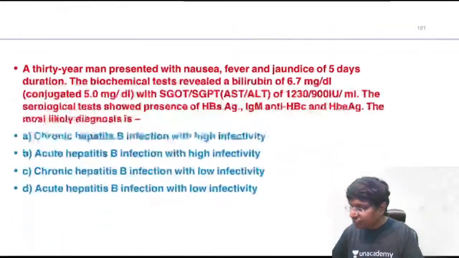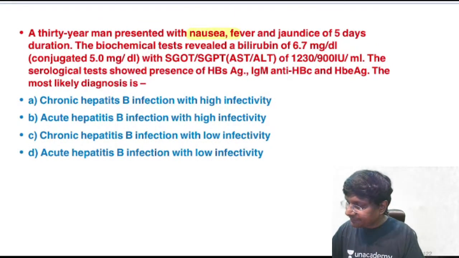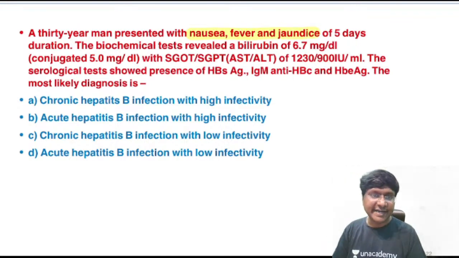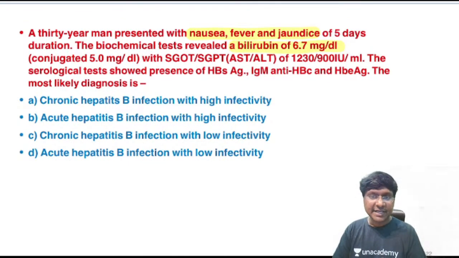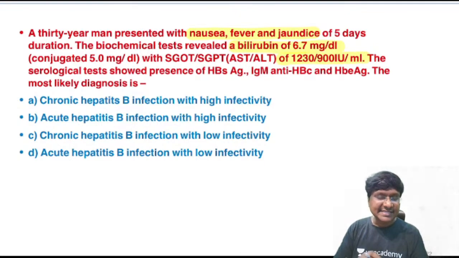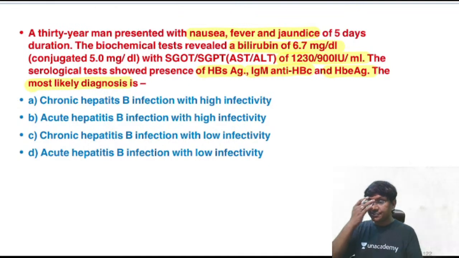Now I'll just show you one clinical scenario. Please answer this. A 30-year-old man presented with nausea, fever and jaundice of 5 days duration. The biochemical tests revealed a bilirubin of 6.7 milligrams per deciliter, with SGOT and SGPT touching the sky, elevated. The serological tests show the presence of surface antigen, IgM anti-HBc, and envelope antigen. What is the most likely diagnosis in this patient?